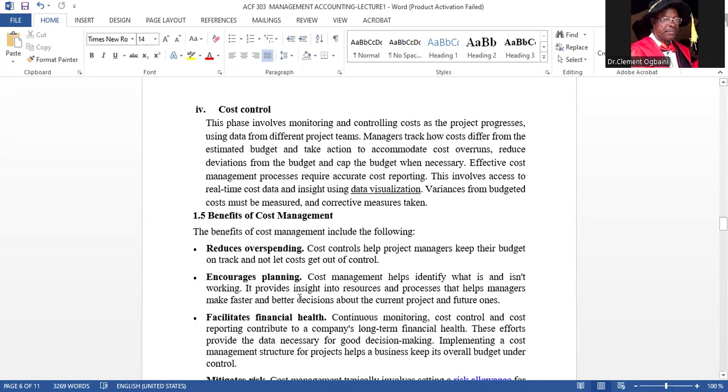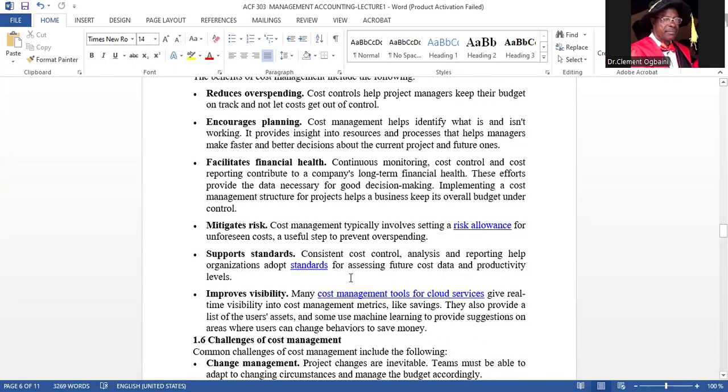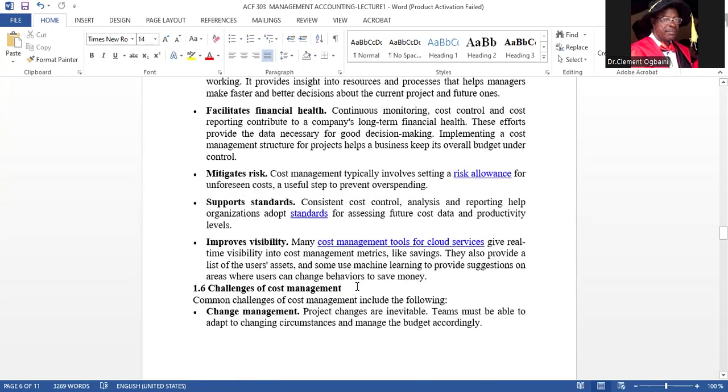And this cost management helps us to reduce overspending. It encourages careful planning, and it brings financial health to the organization. The financial health we are talking about is that it makes the organization remain liquid. It makes the organization able to meet up with its day-to-day obligations, so that there is no time the organization will not remain in operation. And also, the financial health helps to make sure that the organization is on the way to profitability. And cost management helps us to mitigate risk, and also it improves our standards.